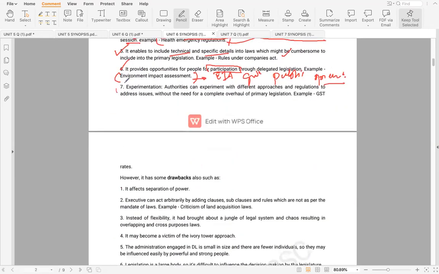Seventh, you have a lot of scope for experimentation. You know that the MGNREGA social audit was laid down on an experimental basis by the bureaucracy, that is, in terms of delegated legislation, right? And once it was a success, it was implemented nationwide.